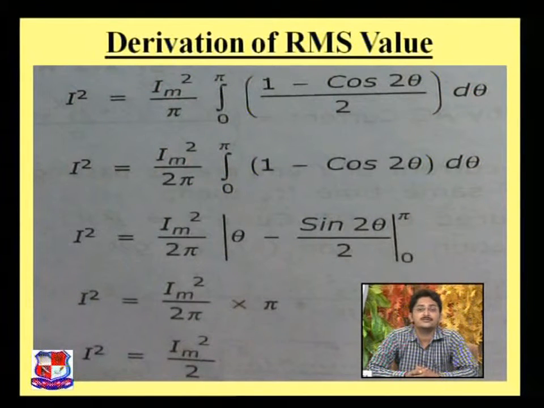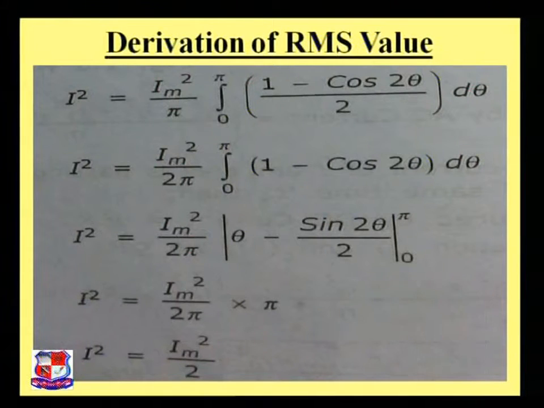So here we are just removing the sign of integration and taking the integration of 1 and cos 2 theta. Now putting the limit of theta minus sin 2 theta, first of all putting the value of the higher limit, that is pi, and then 0. So I square equals im square by 2 pi into pi, because as I already told you, sin 0, sin pi, sin 2 pi, sin 3 pi up to sin n pi are all 0. So the value of sin 2 pi or sin pi is negligible, or it is 0.